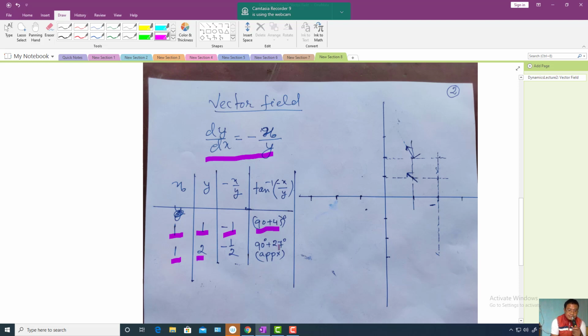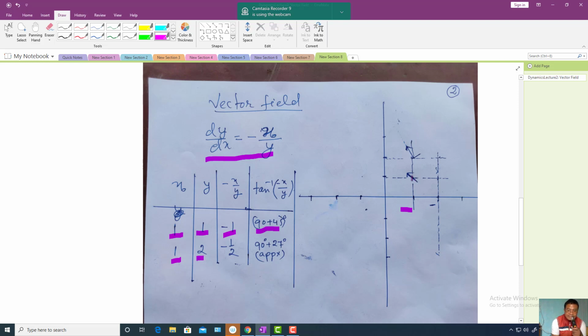Approximately this is some 26 degrees, some fraction is there, so I am approximately taking it 27 degrees. 90 degrees plus 27 degrees will be there. Okay, so then let us see. This is your x-axis, and this is your y-axis. So this is the xy plane, and the solution curve of this differential equation will be a curve on this xy plane, and that is a function y equals some phi of x.